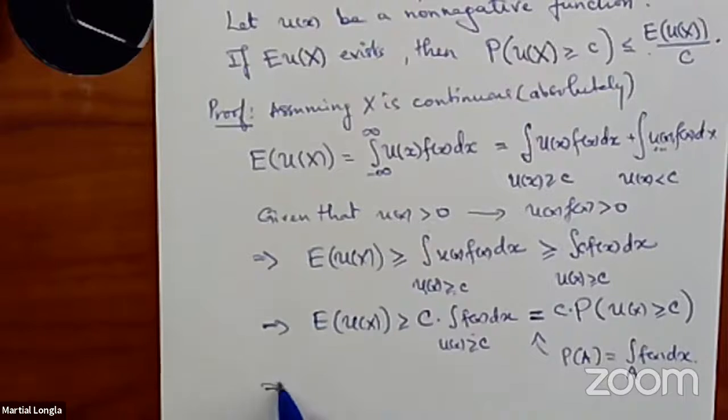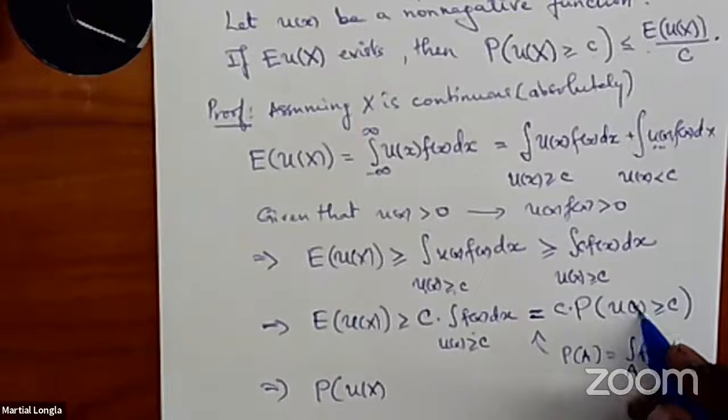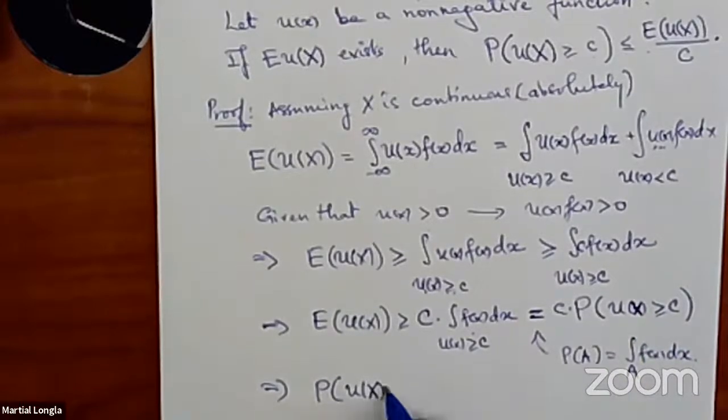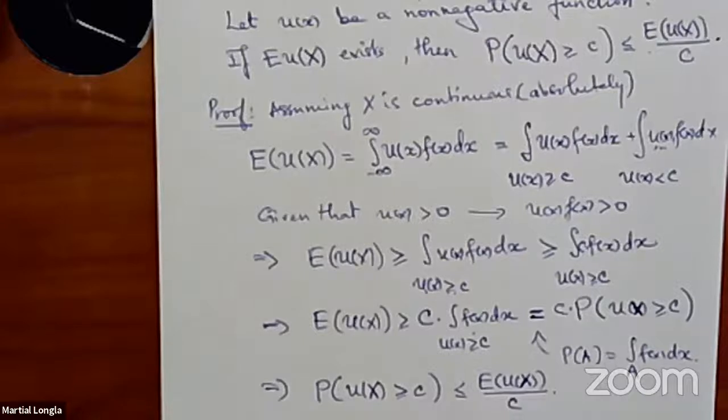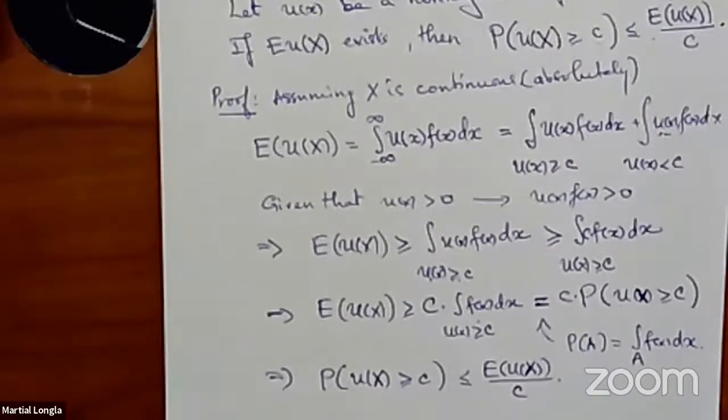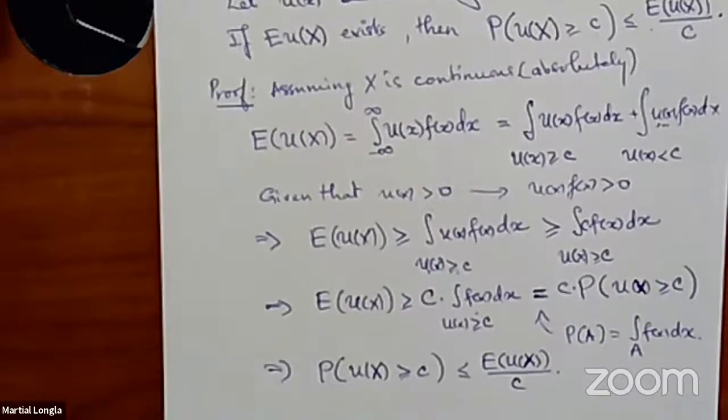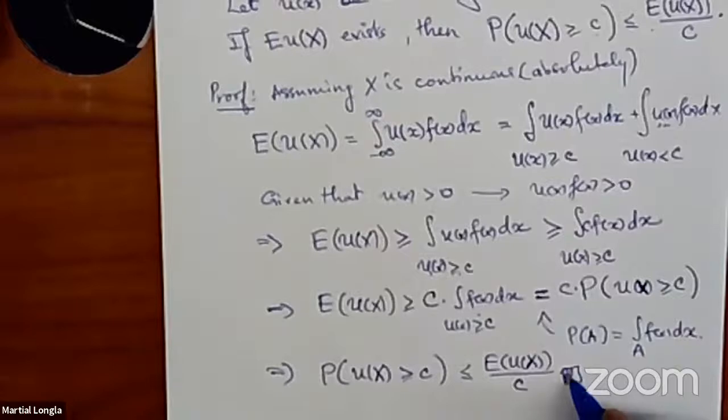And therefore, you can solve and have probability that u of X, this is capital X, okay, is larger than or equal to c, is less than or equal to expected value of u of X over c. And c here is a positive number, of course. So that's it. That's the end of the proof of the Markov inequality.